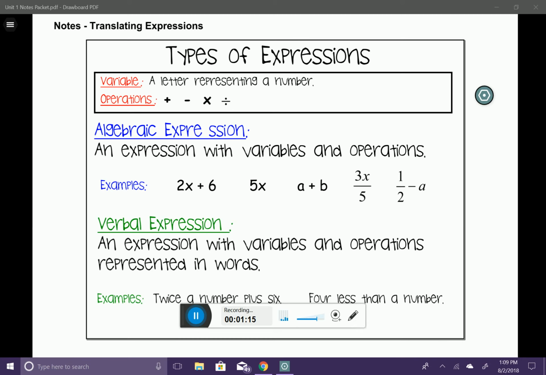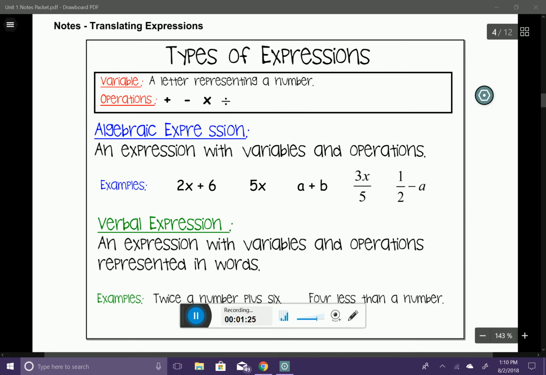Some of those numbers are coefficients and some are constants. We'll talk about that terminology a little bit later. But you can see that they're just basic expressions. Just as a reminder, an expression is basically an equation without the equal sign. So if you don't see an equal sign, you have an expression.